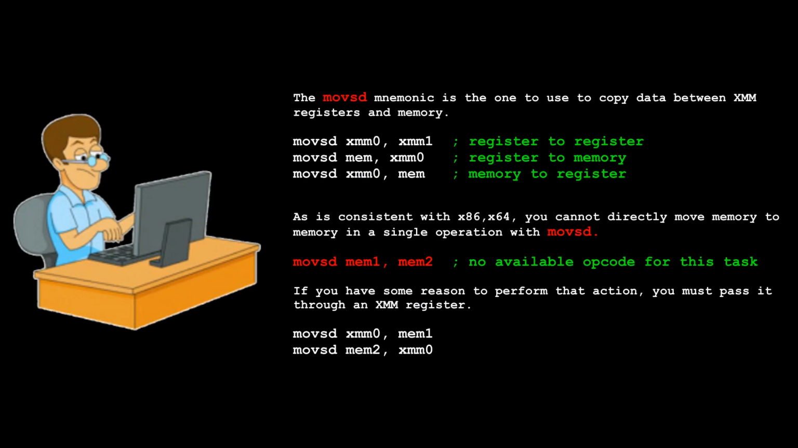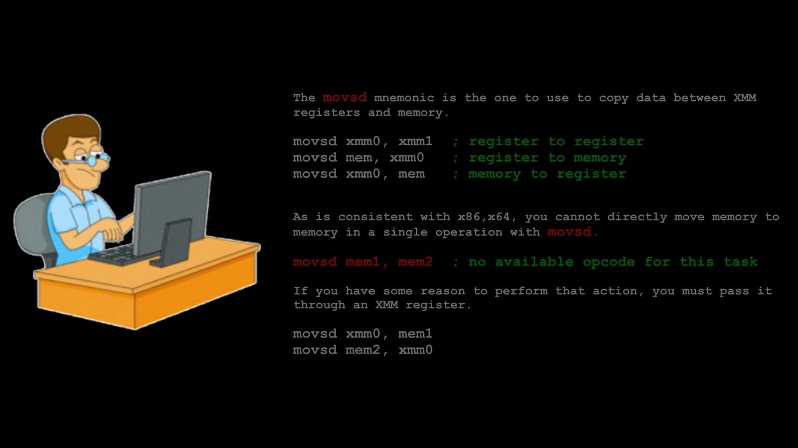The first thing we are going to do is introduce an important mnemonic. MOV_SD. The MOV_SD mnemonic is the one to use to copy data between XMM registers and memory. You have three valid forms: register to register, register to memory, and memory to register. As is consistent with x86, x64, you cannot directly move memory to memory in a single operation with MOV_SD. If you have some reason to perform that action, you must pass it through an XMM register.